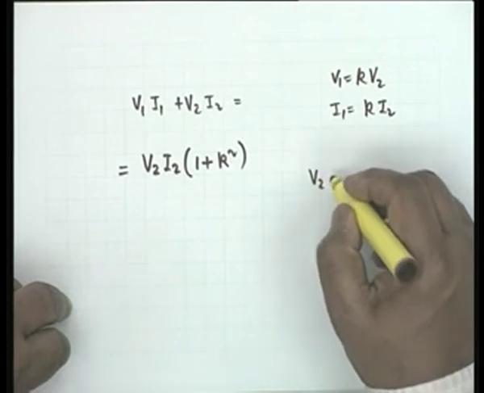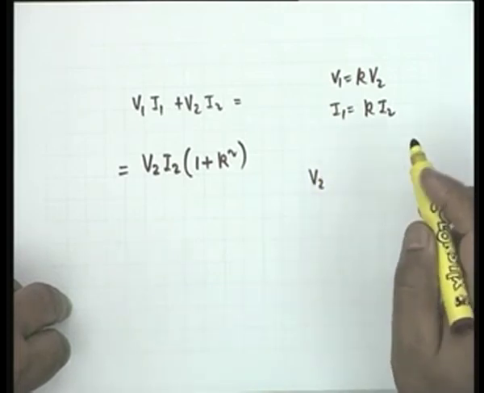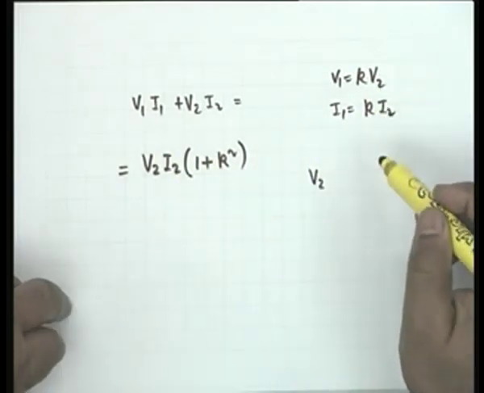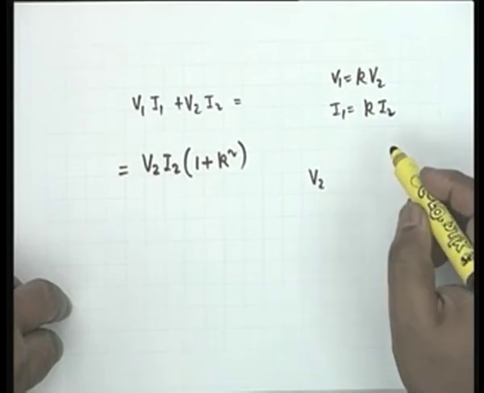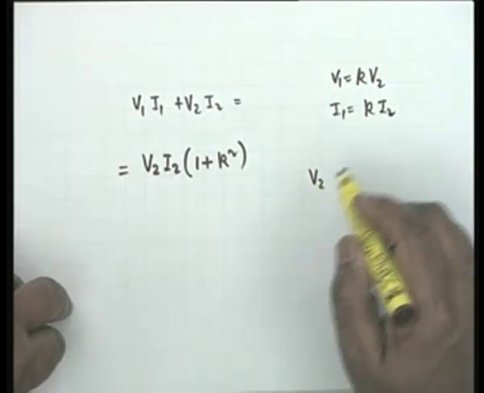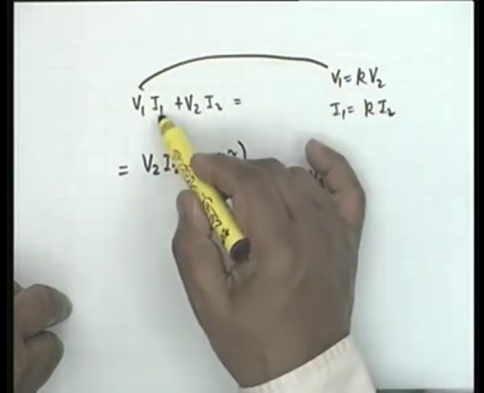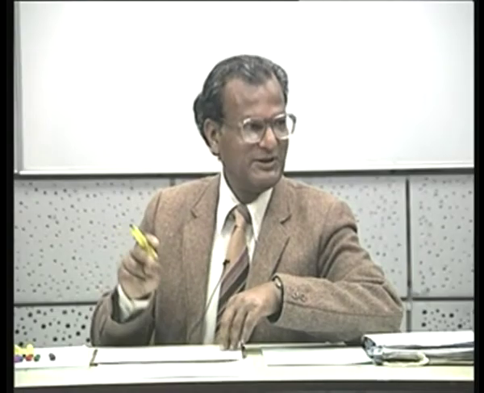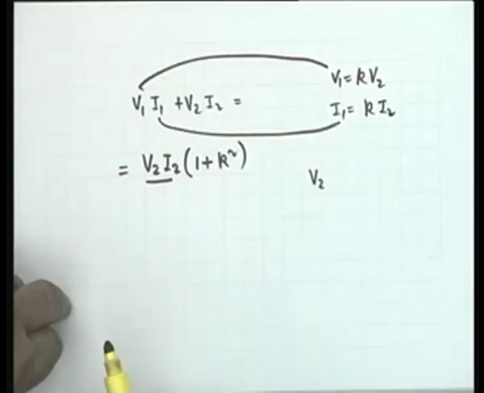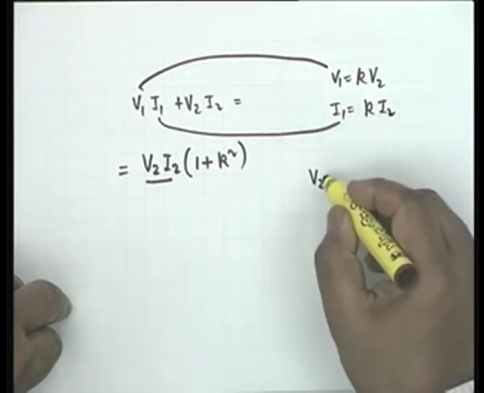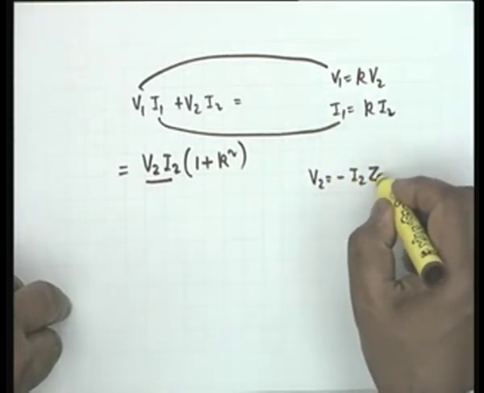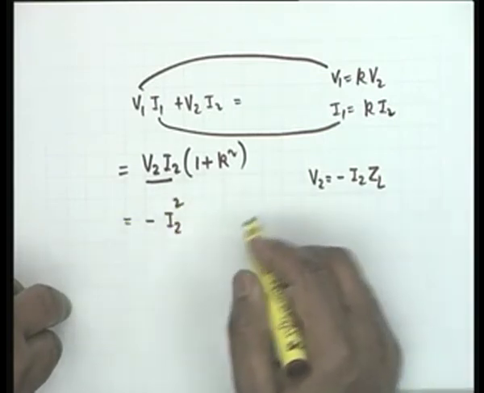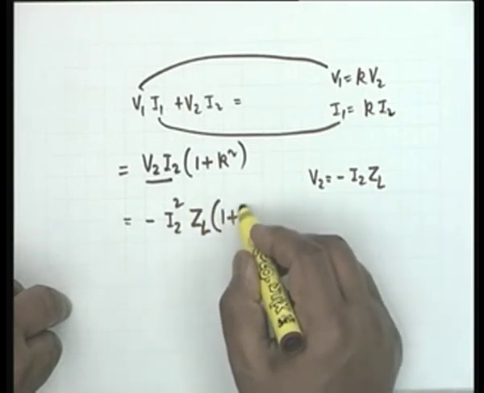Also, V1 I1 is K V2 multiplied by K I2. I don't understand why it should be 1 minus K. I am substituting for V1, I am substituting for I1. K V2 multiplied by K I2 is K squared V2 I2. I am writing this product in terms of V2 I2. I have a purpose. You see, V2 is equal to minus I2 ZL, and therefore this is equal to minus I2 squared ZL times 1 plus K squared.